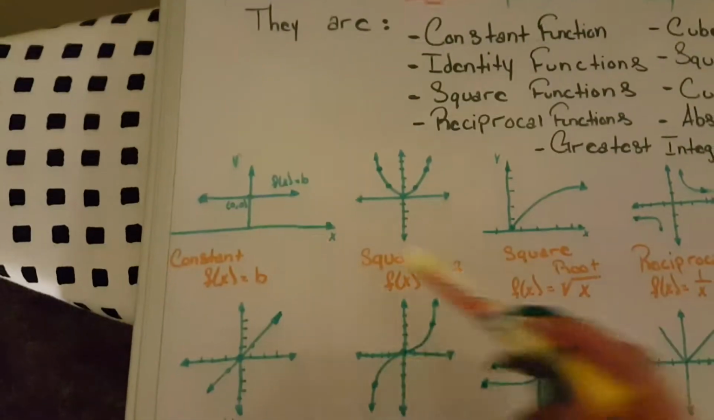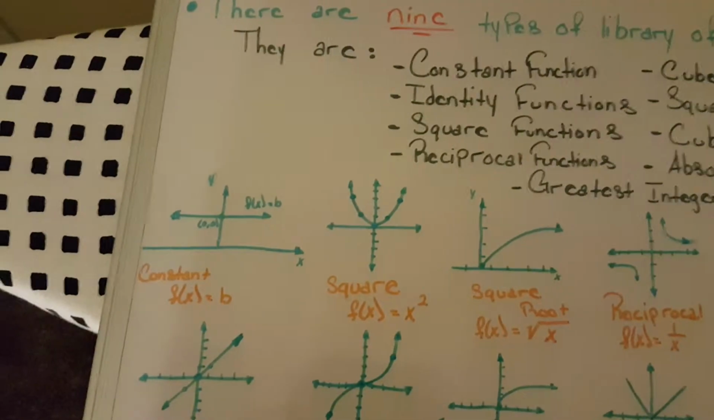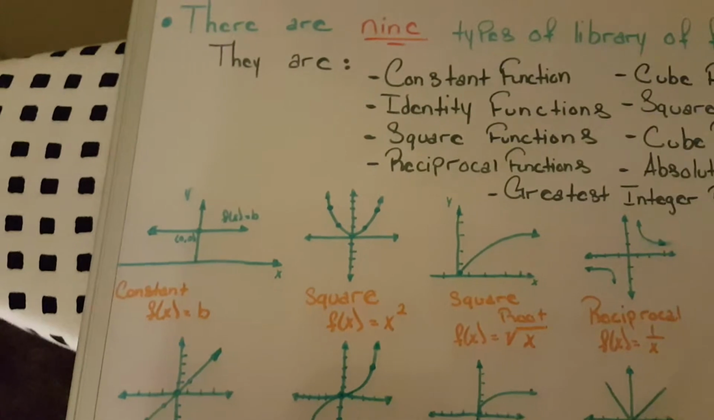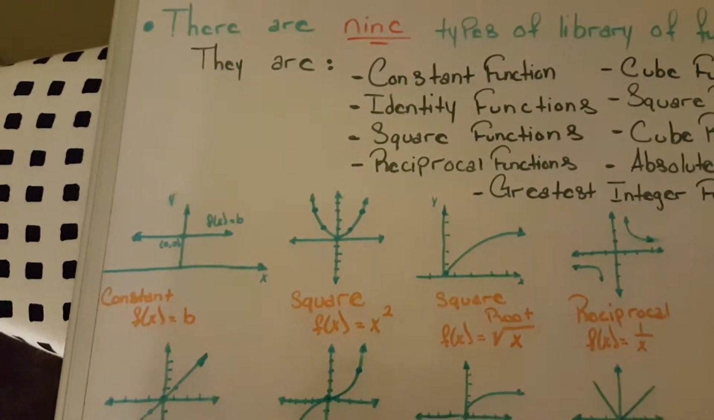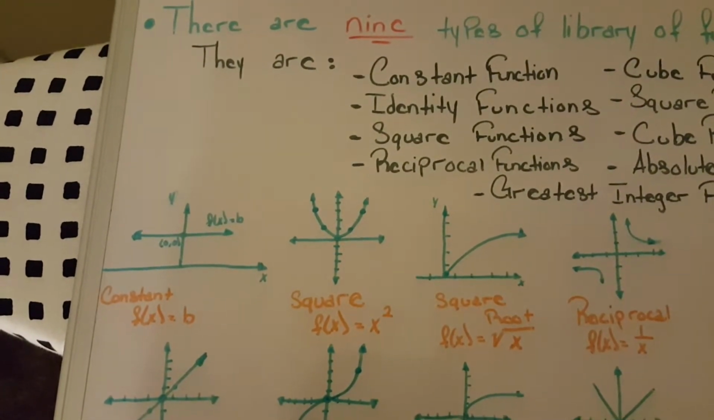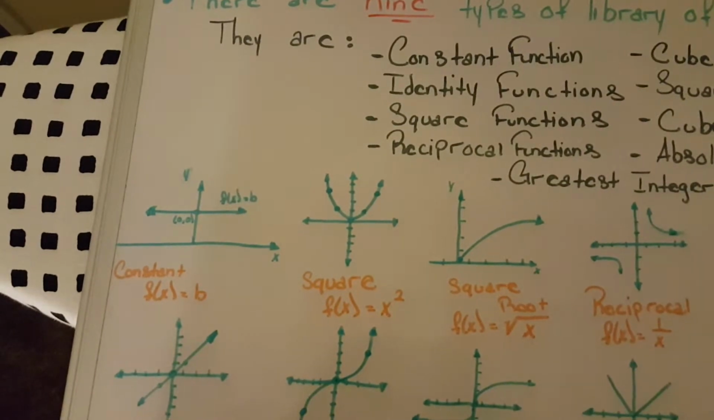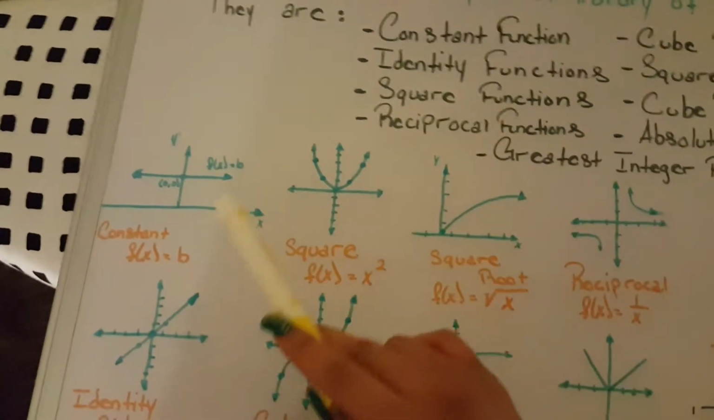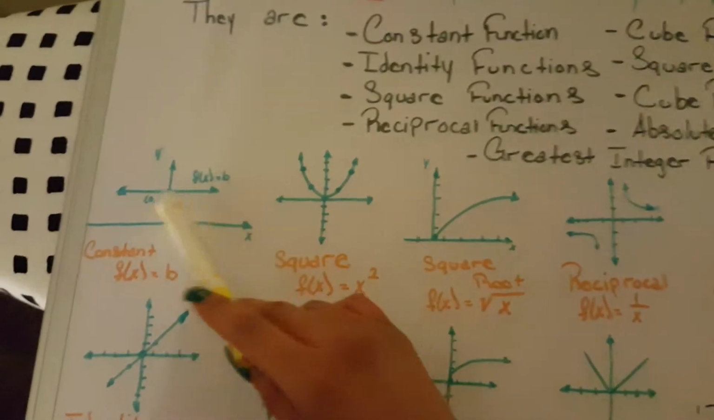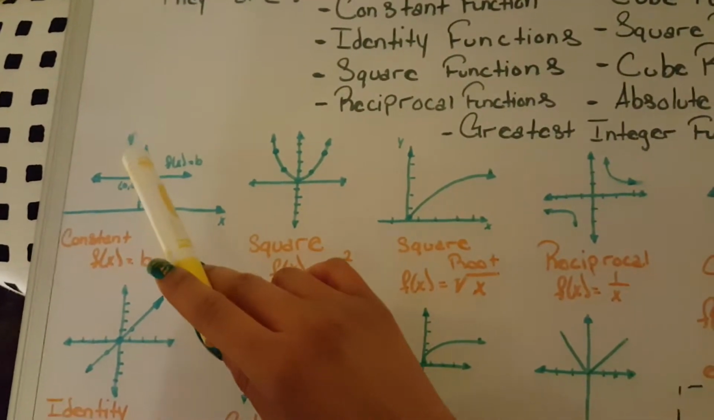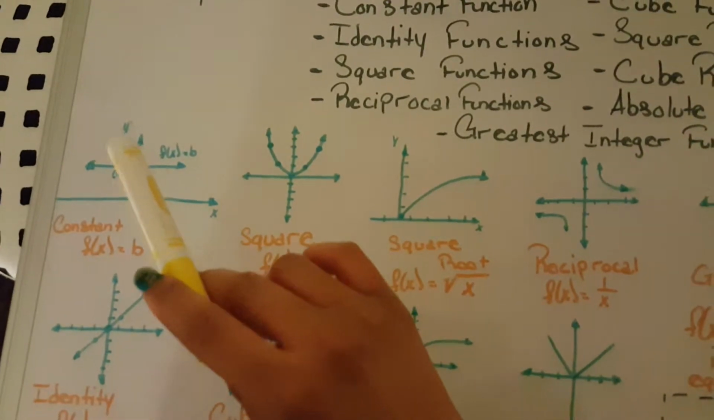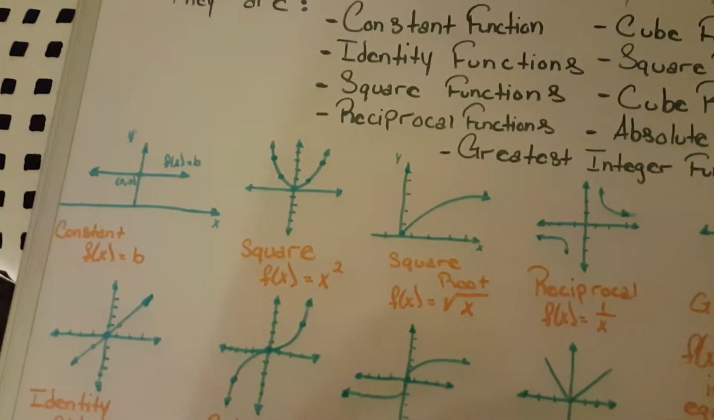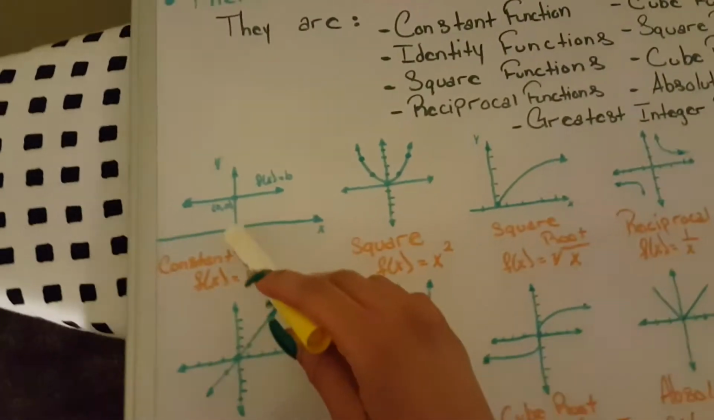Now, the constant function. Number 1. The domain of a constant function is the set of all real numbers. Its range is a set consisting of a single number, which is b. Its graph is a horizontal line whose y-intercept is b. The constant function is an even function. That's one thing to remember about this.